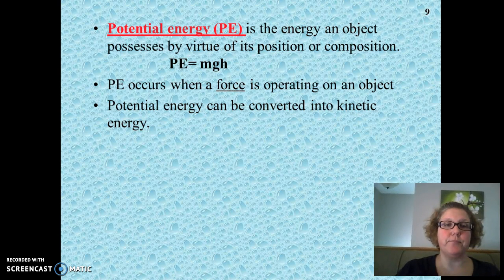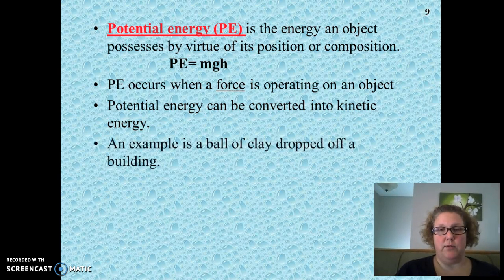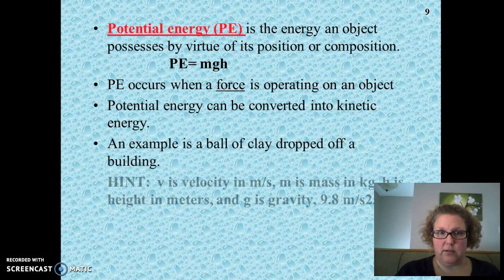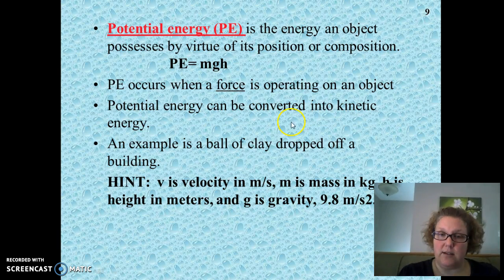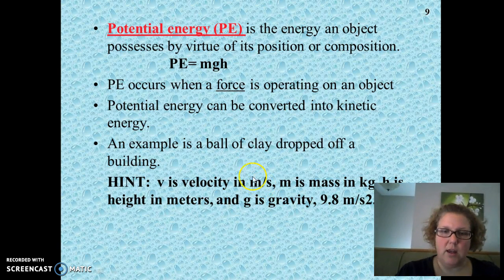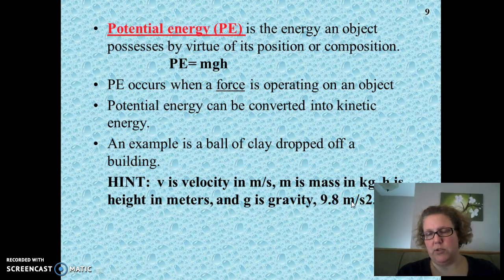If you push the book off the shelf, that potential energy turns into kinetic energy of motion as the book falls. An example is a ball of clay dropped off a building. Okay, it had a lot of potential energy when it was up on the roof, and then that turned to kinetic energy as it fell. So, another reminder here, velocity is in meters per second. The mass has to be in kilograms for these formulas to work, and height then needs to be in meters because velocity is in meters per second. And then gravity also needs to be in this form, 9.8 meters per second squared.